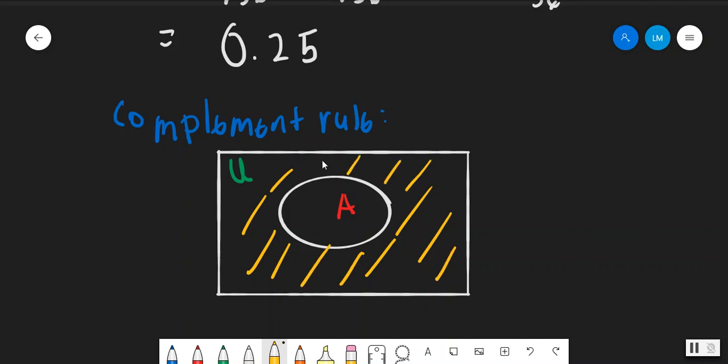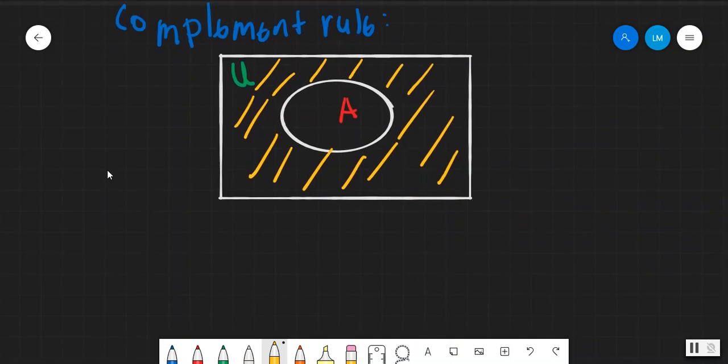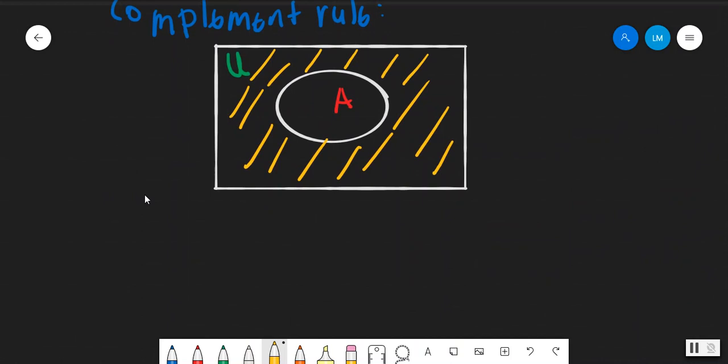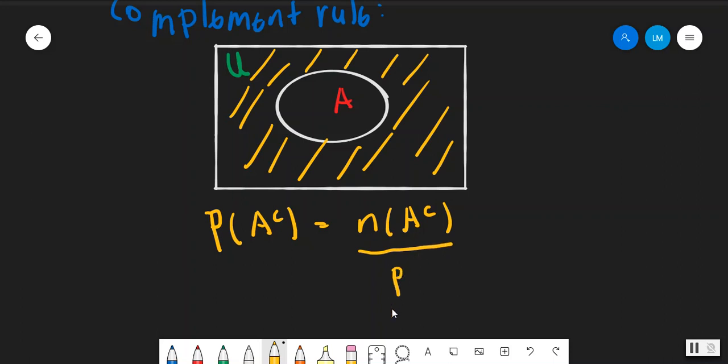If you look back at the introduction to sets, you'll see that the complement was defined similarly to how we're going to define the complement rule. So for instance, if we want to find the probability of a complement, the probability of the complement of A has to equal the count of the complement of A divided by, not the probability just yet, but the count of the sample space or the universal set.